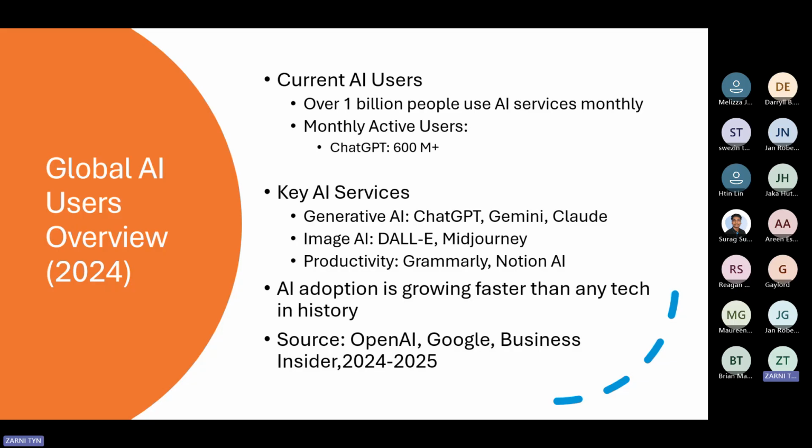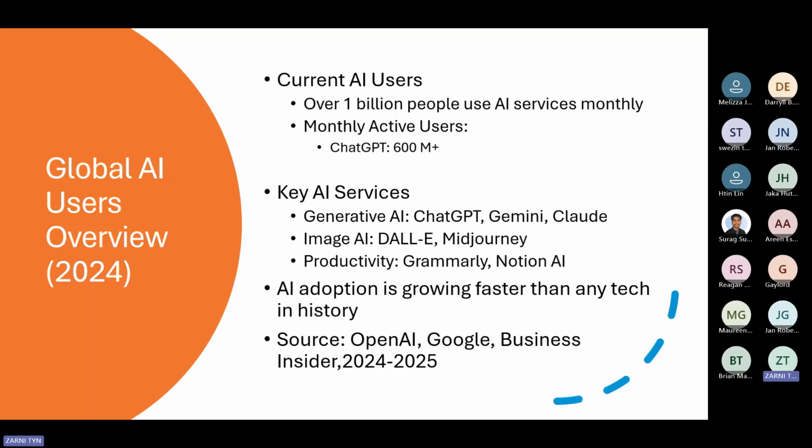And the second is key AI services. Yes, generative AI: ChatGPT, Gemini, and also Microsoft Copilot. If you want to use image AI, you can use DALL-E and Midjourney. These are very famous image AI. And for the productivity sector, there are Grammarly and Notion AI. These are very popular AI.